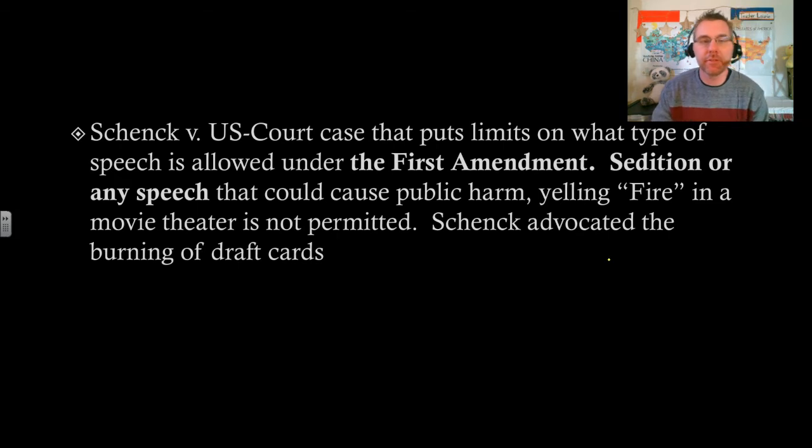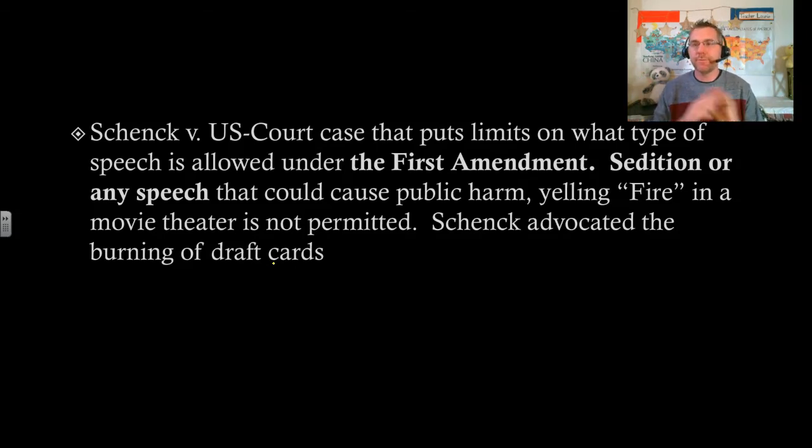Schenck versus U.S. This is the one basically going to bring about the whole clear and present danger. It's basically a guy who was trying to cause a lot of problems during, I think it was World War I, like burning the draft cards. And they said, you can't just advocate for burning of the draft cards. That could create a panic. And this is what sets up what's called the clear and present danger test.